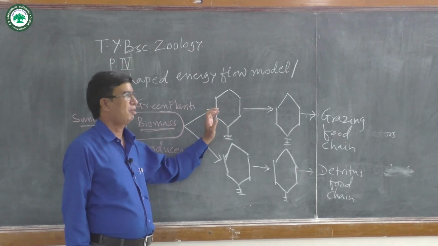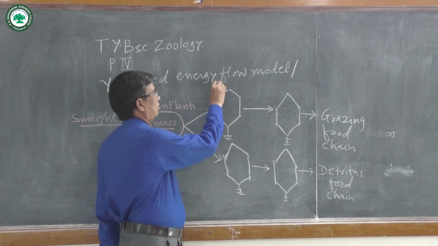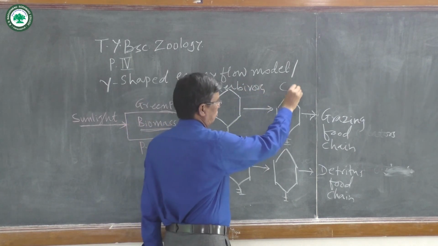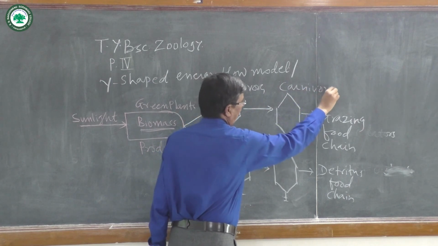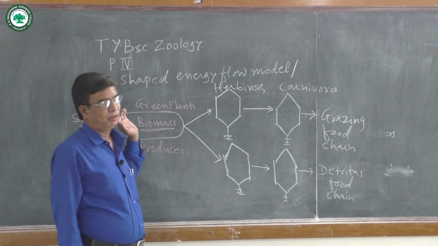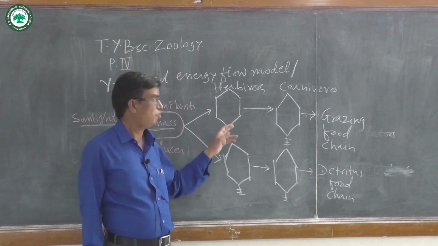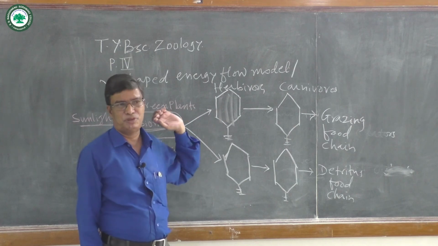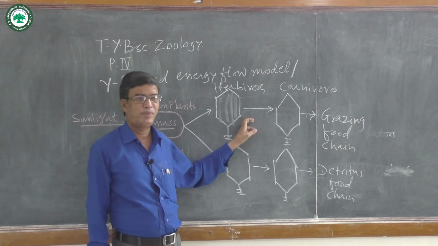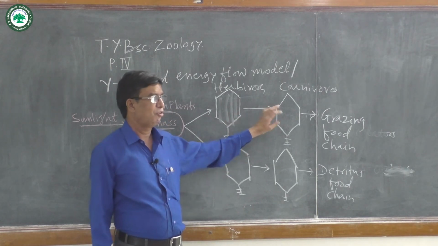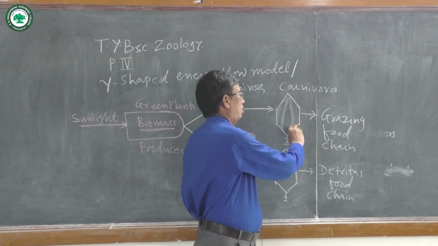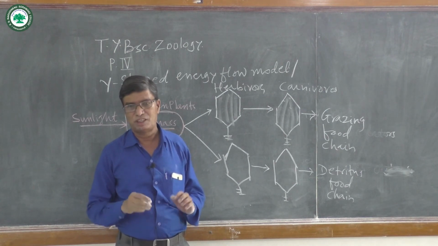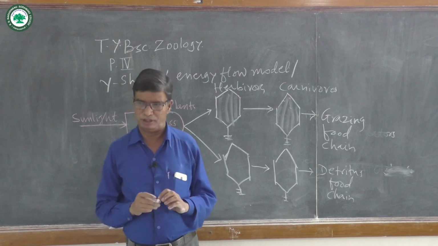Here, this one box indicates herbivores. This one indicates carnivores. That is energy that passes or is transferred in the body of herbivores. From the body of herbivores, when herbivores are eaten by carnivores, the energy is transferred into body of carnivores. It is a transfer of energy in a grazing food chain.